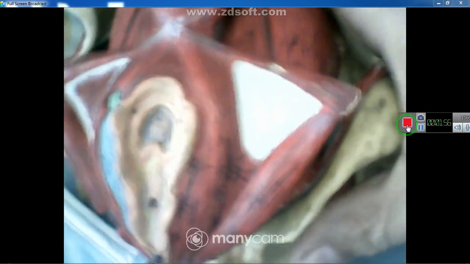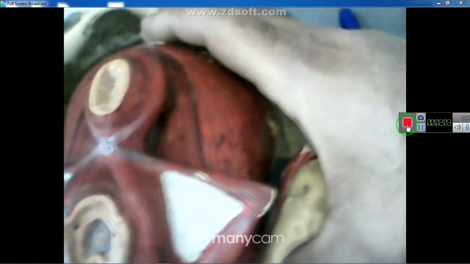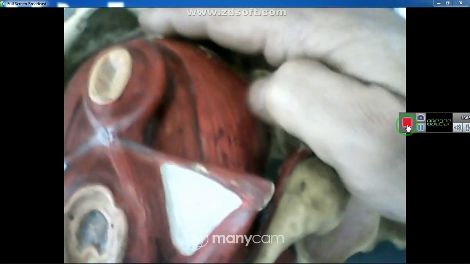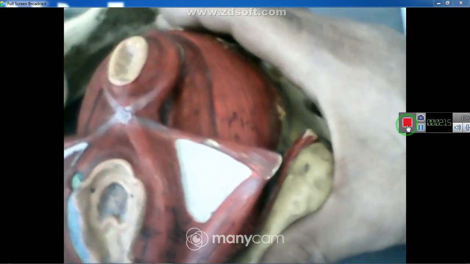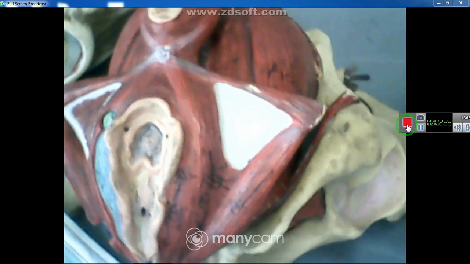And posteriorly, where I'm putting my hand, this is the sacrotuberous ligament covered by the gluteus maximus muscle. And again, the ischiorectal fossa extends deep to the sacrotuberous ligament and deep to gluteus maximus, which is represented by my hand, forming the posterior recess of the ischiorectal fossa. This is mostly about the ischiorectal fossa and the posterior urogenital triangle, the anal triangle.